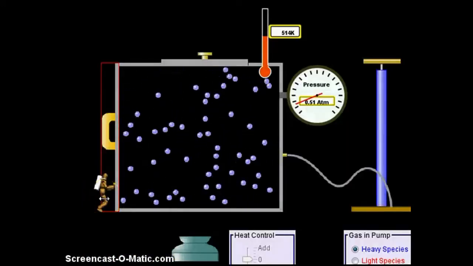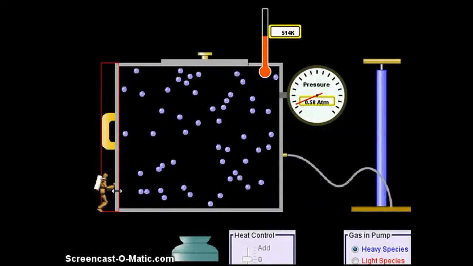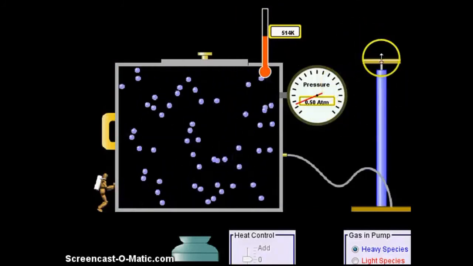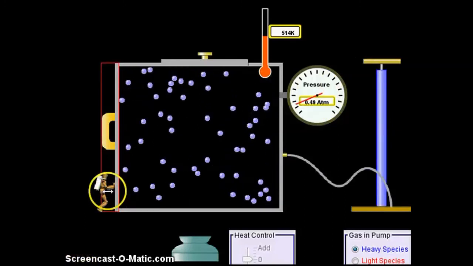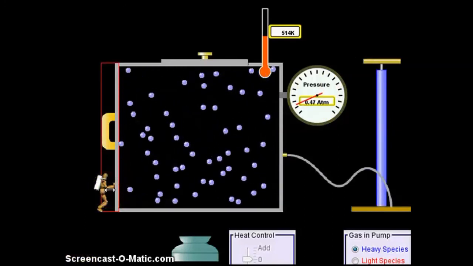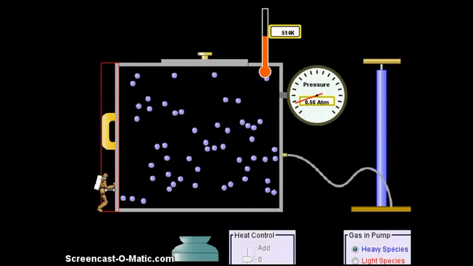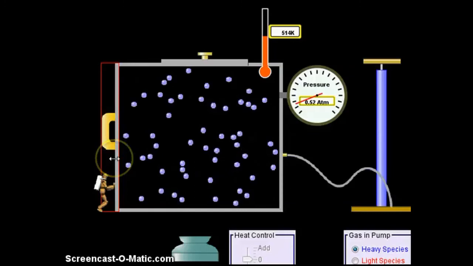Okay, so we are trying to look at the effect that volume has on the pressure. What I want to keep constant is the temperature and definitely how many particles are in the system here. So I'm going to use my little guy here to change the volume. If the volume decreases, the pressure should go up. That's what inverse relation means. All right, so here we go.